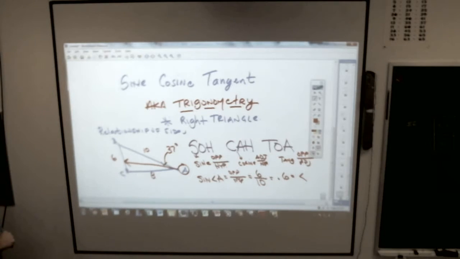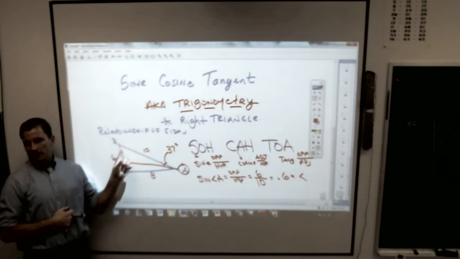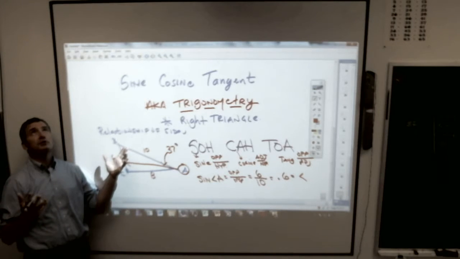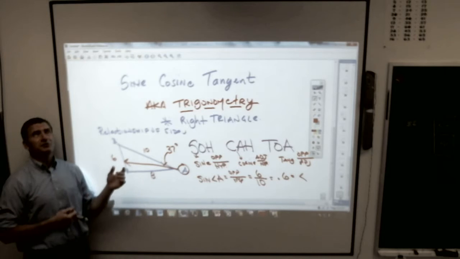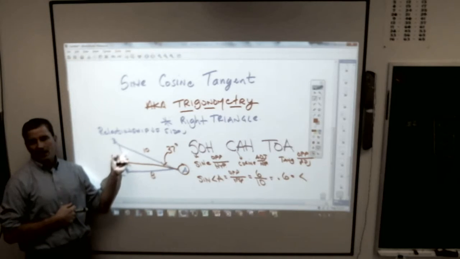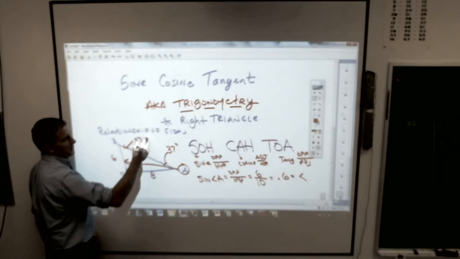Now, you already know how many degrees this other angle is. If this is 37 degrees, this angle would have to be what? If the triangle adds up to 180 degrees, this is 90, this is 37. How many degrees would that be? 53. This one should be 53 degrees.